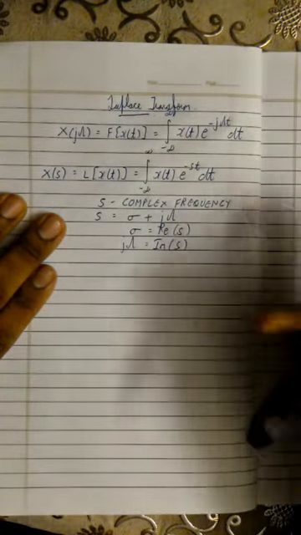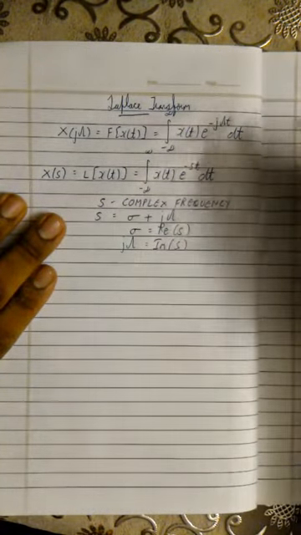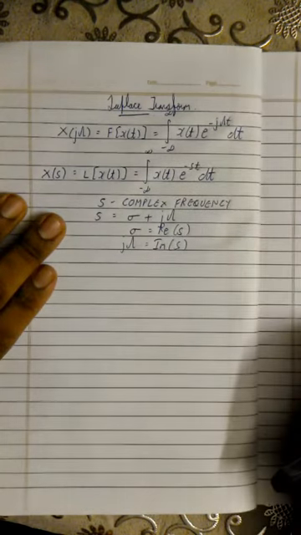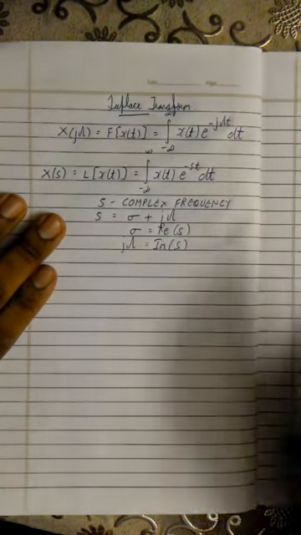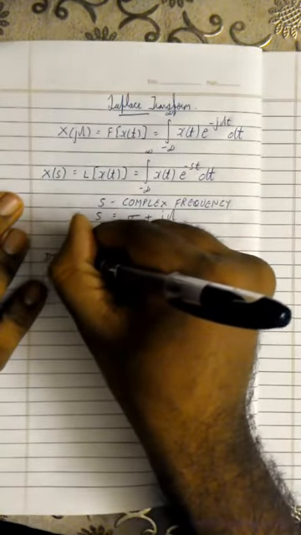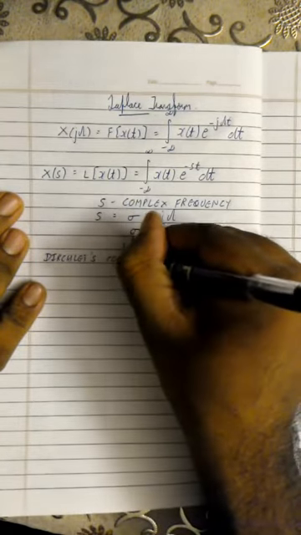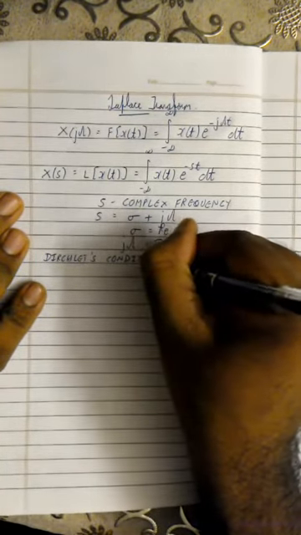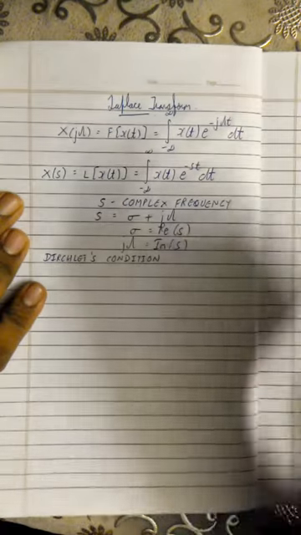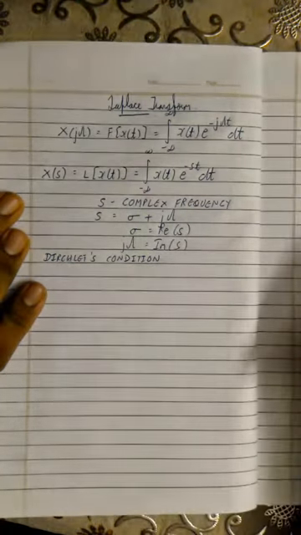So what is the main difference other than the variable? What is the difference between the Fourier Transform and the Laplace Transform? Okay, to understand that, first you should understand what Dirichlet's condition is. Dirichlet's condition is the condition that ensures the existence of the Fourier Transform. That is, if a signal wants to have a Fourier Transform, it should first satisfy Dirichlet's condition.